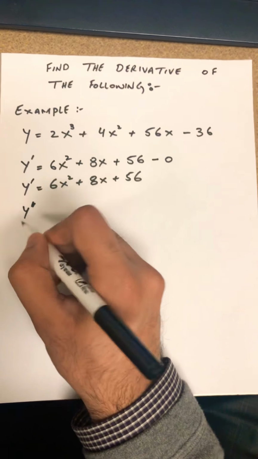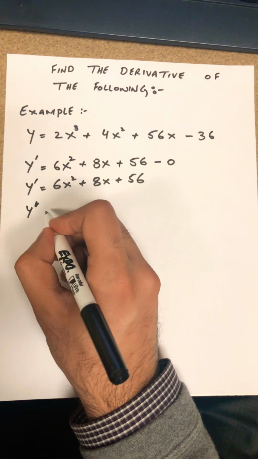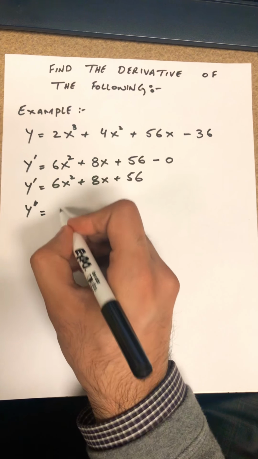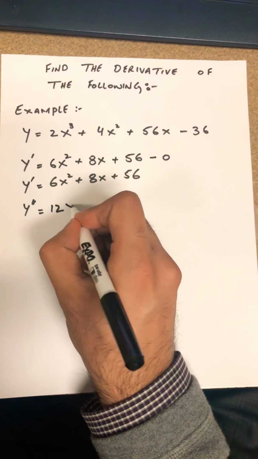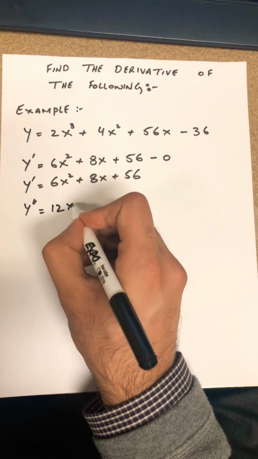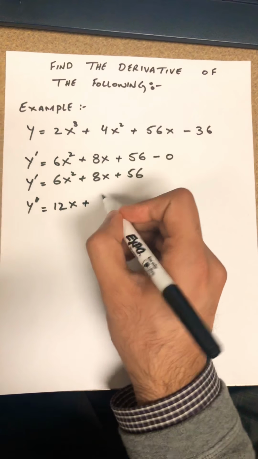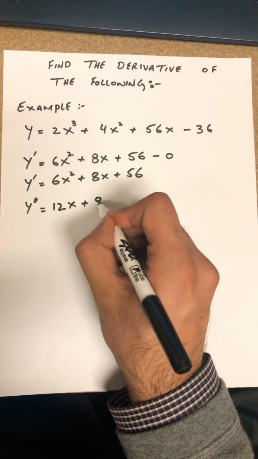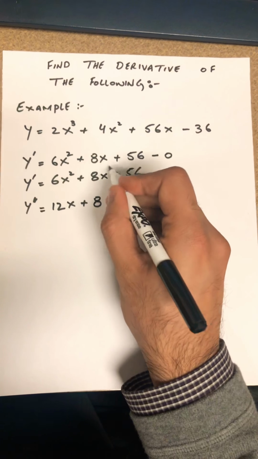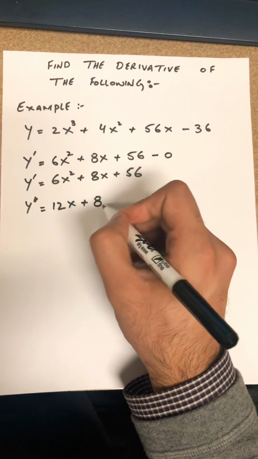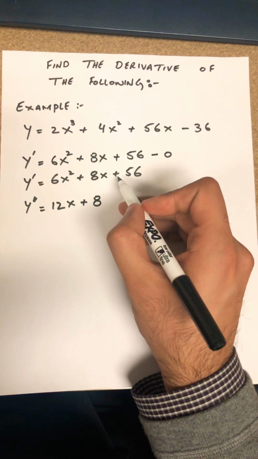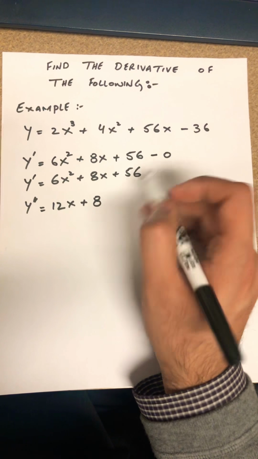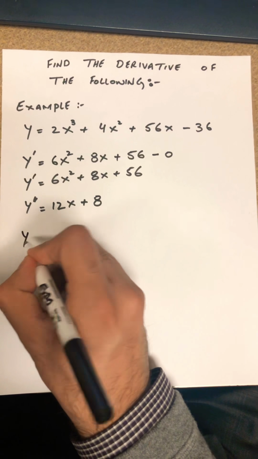We'll take the second derivative and bring the 2 up front. We'll multiply it by the 6, and we'll get 12x, 2 minus 1 will be 1, plus we'll bring the 1 out, multiply it by 8, and we'll have 8. X to the 1 minus 1 will be 0, so it will be a constant, and the derivative of a constant is always 0. We don't normally write it, so we can go on.